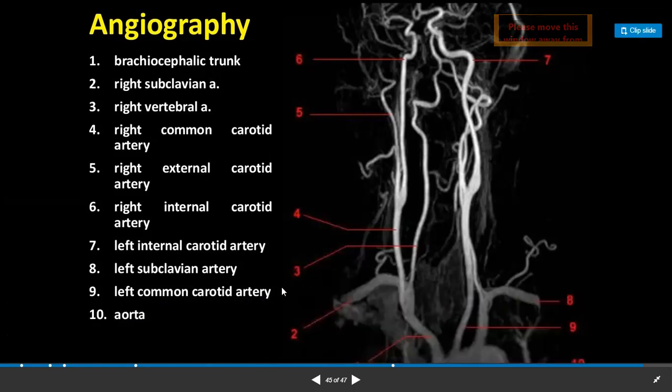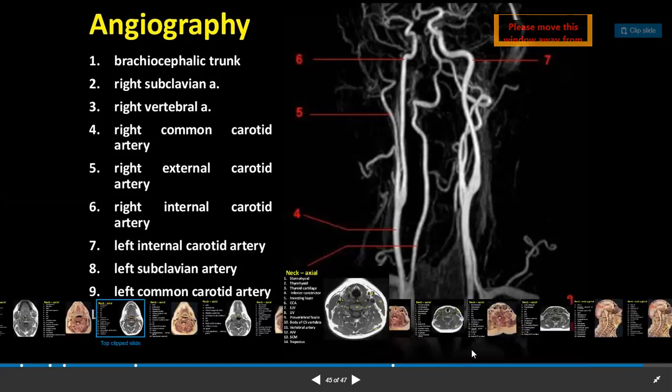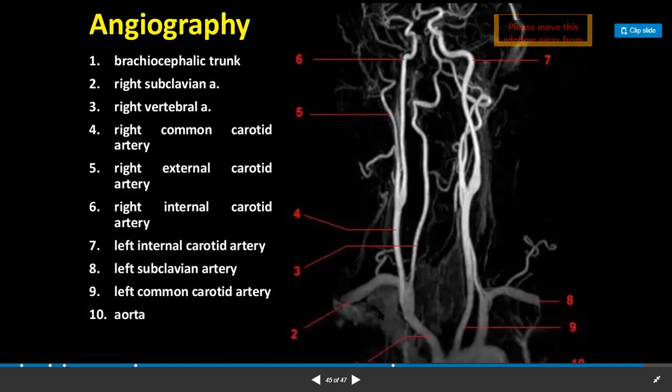Then number 5, what is this? The external carotid artery of the right side. Okay. Then we have, this will be the internal carotid artery, this one. Okay. So this is the internal carotid artery again, and this will be the external carotid artery of the left side. And this is the left subclavian artery. And then this is the left common carotid artery, and this is the aorta. Okay. So this is the angiographic picture.